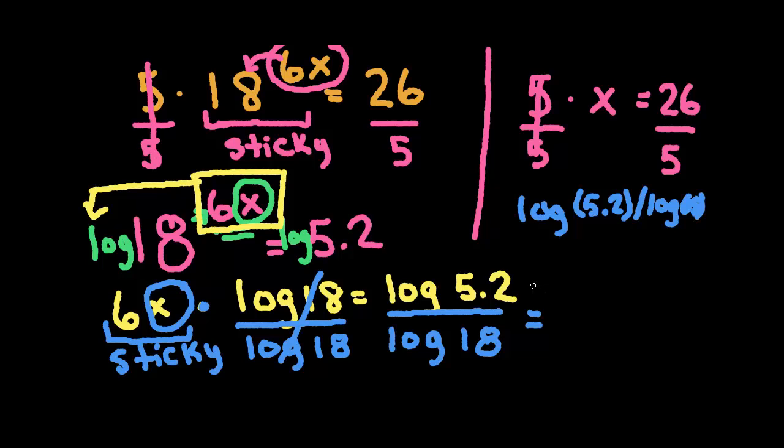the value. Actually, I don't think I have it written out here, so let me do it real quick on the calculator. I've got log, and then I'm going to push in 5.2 divided by log 18, and press enter, and I get 0.5704 if I round. So now I have 6x equals 0.5704. So let's erase up here to give us some room.